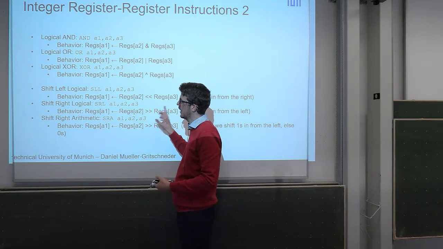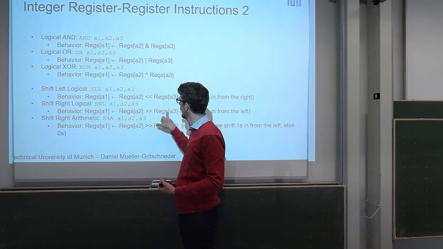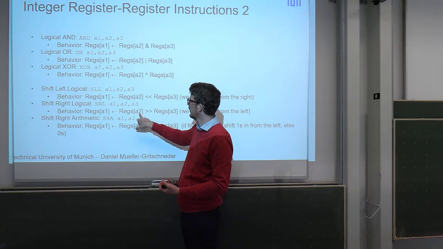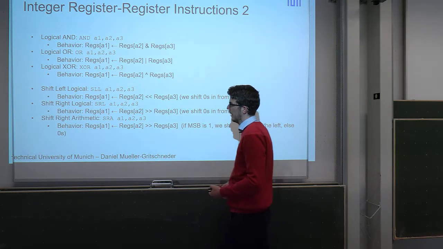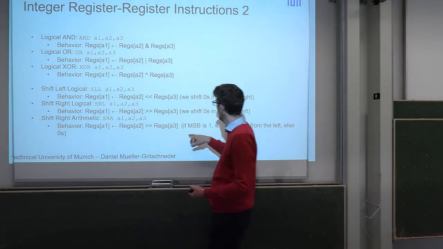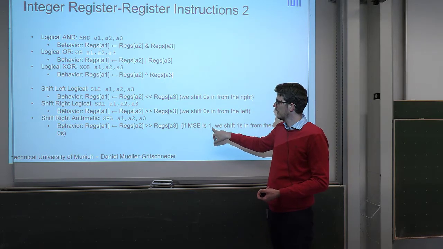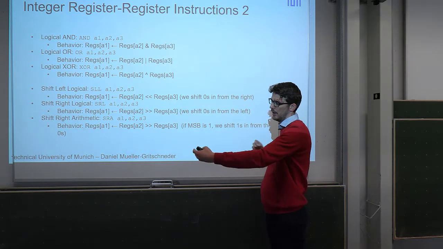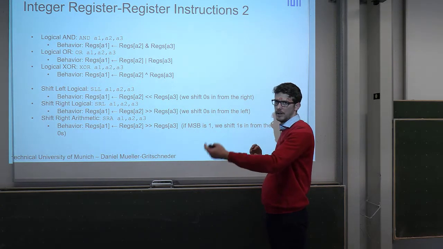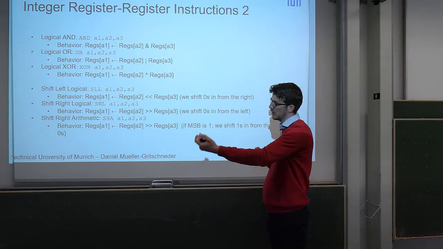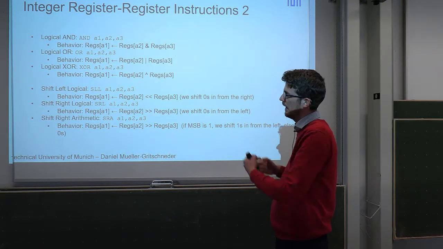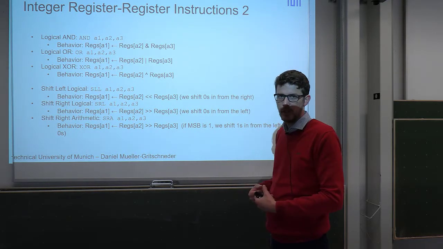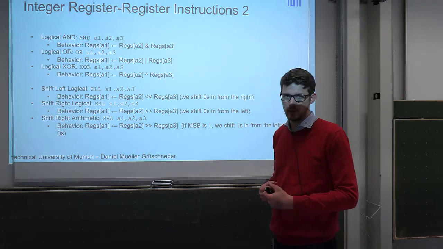And this would then be, for example, if you shift it by 2, so if A3 is 2, then you shift the value of A2 by 2, that would be division by 4, right? And if you make a shift right arithmetic, then you're looking at whether the most significant bit is 1 or 0, right? So the idea is if you have a signed value and the most significant bit is 1, you would shift ones in, and if the most significant bit is 0, you're shifting zeros in. And that would mean even for signed values, you're not changing the sign bit while you're shifting. And therefore, it's called arithmetic, not logic.